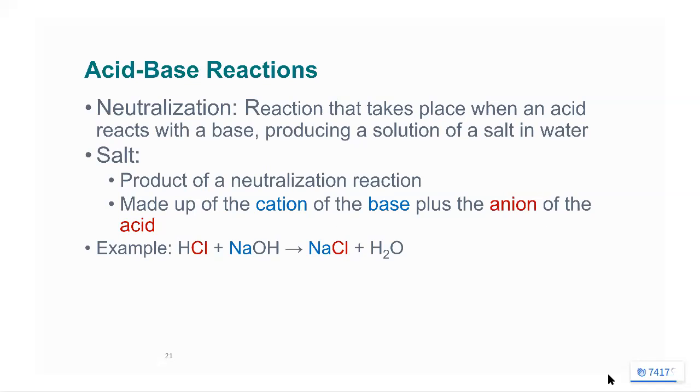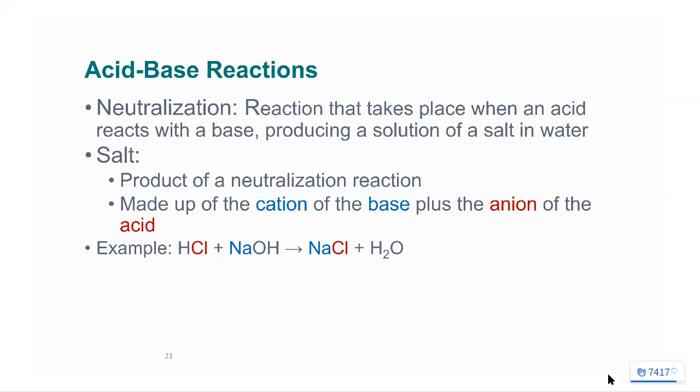Acid-base reactions are a little bit more difficult. Again, if I'm just giving you two solutions and I'm not telling you what they are, an acid-base reaction would show no visible sign of reaction. It was clear and colorless to begin and clear and colorless at the end.